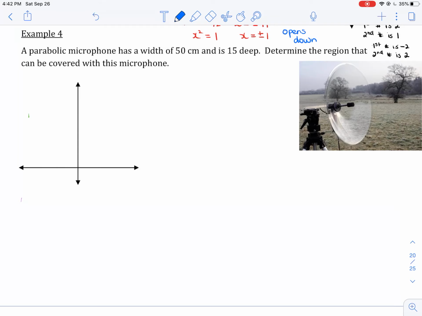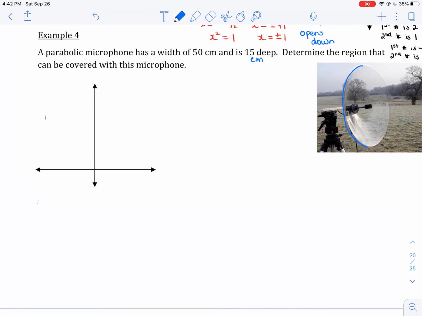Example 4. A parabolic microphone has a width of 50 centimeters and is 15 centimeters deep. Determine the region that can be covered with this microphone. So over on the side here, we have a picture of what a parabolic microphone looks like. You can kind of see that the outline of this is in the shape of a parabola.